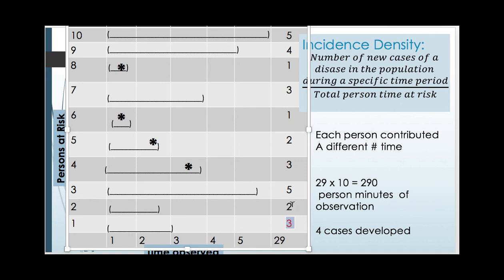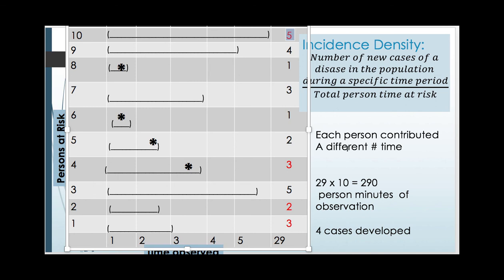And person number 2 contributes 2 minutes. And person number 4 contributed 3 minutes and then developed a headache. And person number 5 contributed 5 minutes. And so when we add up all of our numbers, 1, 4, 1, 3, 3, we come up with 29. So our group of 10 people cumulatively contributed 29 minutes to our study.